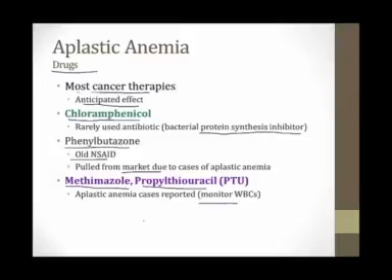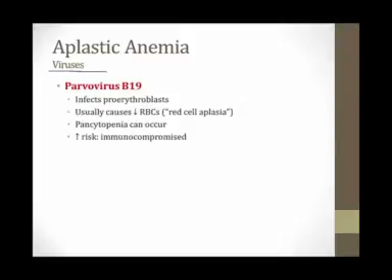There are others, but these are some of the ones that have been commonly associated with aplastic anemia that I've listed on the screen here. Viruses can also lead to aplastic anemia. One of the viruses that classically does this is parvovirus B19. Now you may know that this virus usually infects proerythroblasts, and it usually causes decreased red blood cells only. This is sometimes referred to as red cell aplasia.